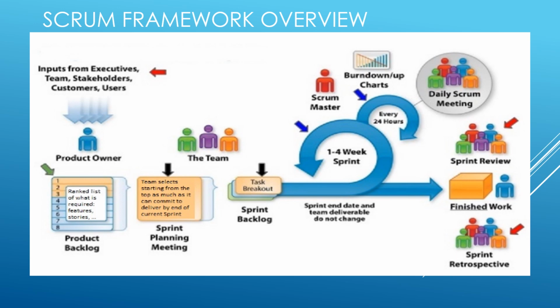The 1 to 4 week sprint cycle is an iterative process as per the release plan. At the end of each sprint, a potentially shippable product increment is delivered. With this, we will conclude this video and look at these individual items in more detail in the upcoming videos.